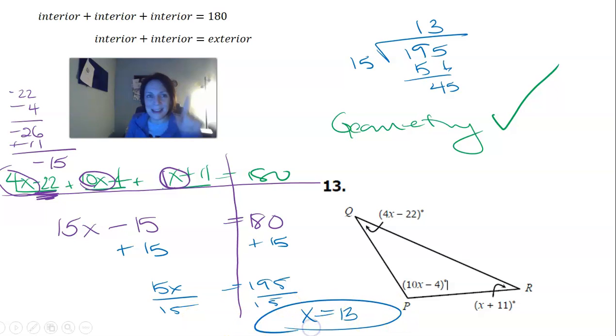Again, that doesn't mean any of the angles are 13. It means x is 13. If you want to know how big the angles are, we're going to go back here and plug those numbers in. So down here, 13 plus 11 is 24 degrees. So this little baby angle right here must be 24 degrees. 13 times 10 is 130 minus 4. This angle has to be 126. And they're working out. Look, little tiny angle, 24. Big mama angle, 126. It's working out just fine.